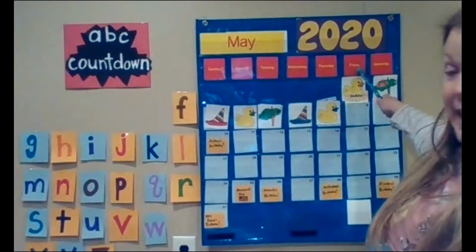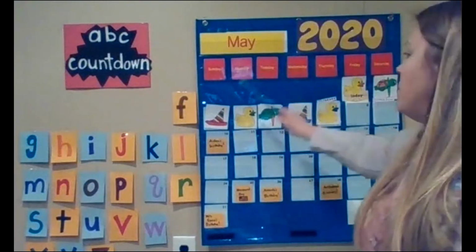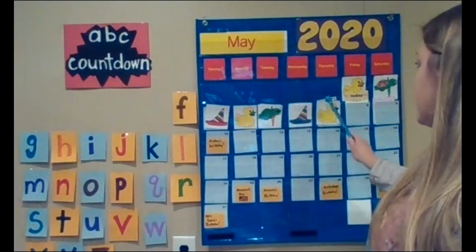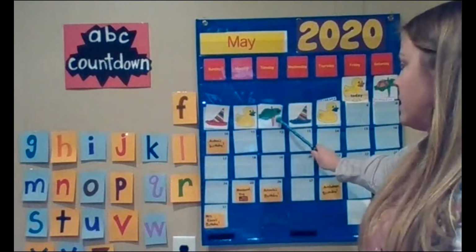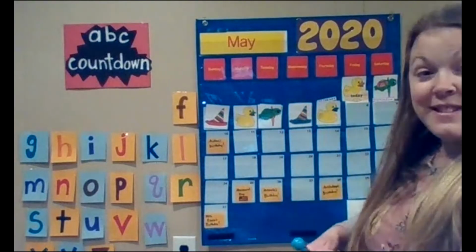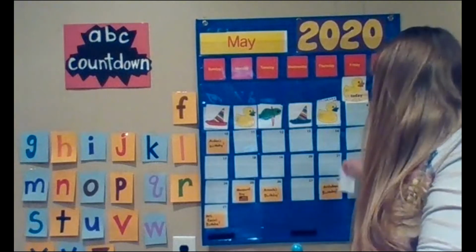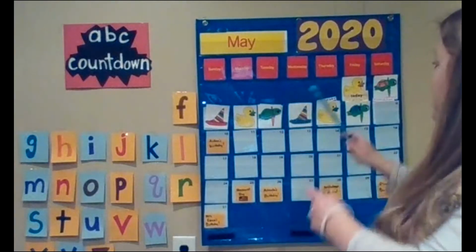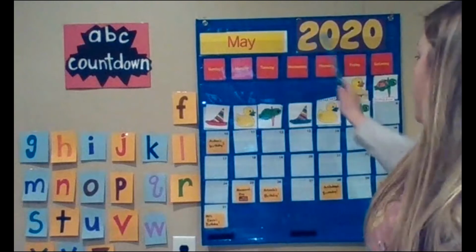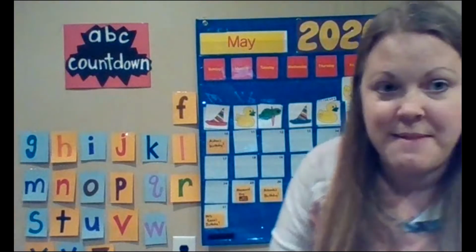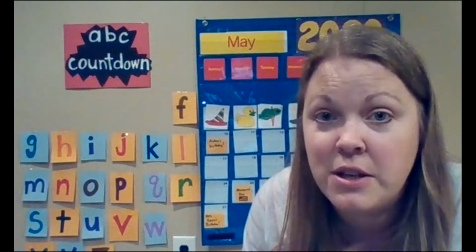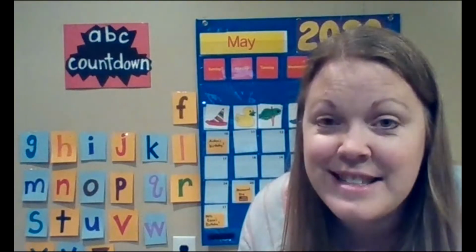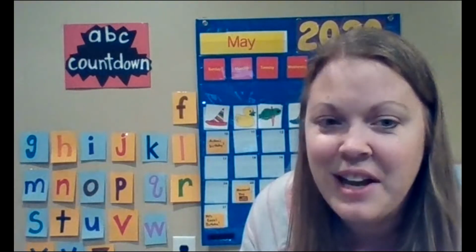Today is Friday. Let's count. 1, 2, 3, 4, 5, 6, 7, 8. Duck, turtle, boat. Duck, turtle, boat. Duck, turtle. Today is Friday, May 8th, 2020. What's the weather like today? Like today, like today. What's the weather like today? You tell us. What is it like at your house? Hope it's a nice day.